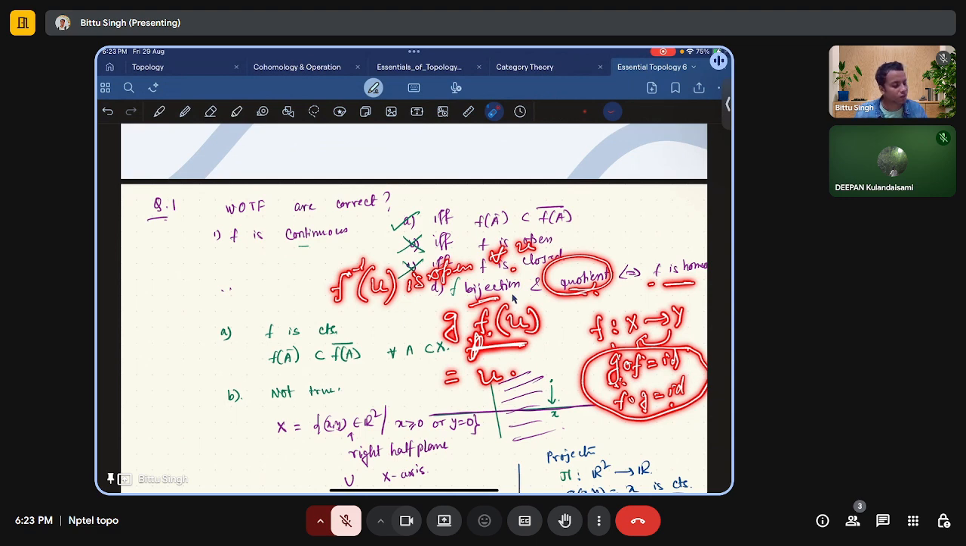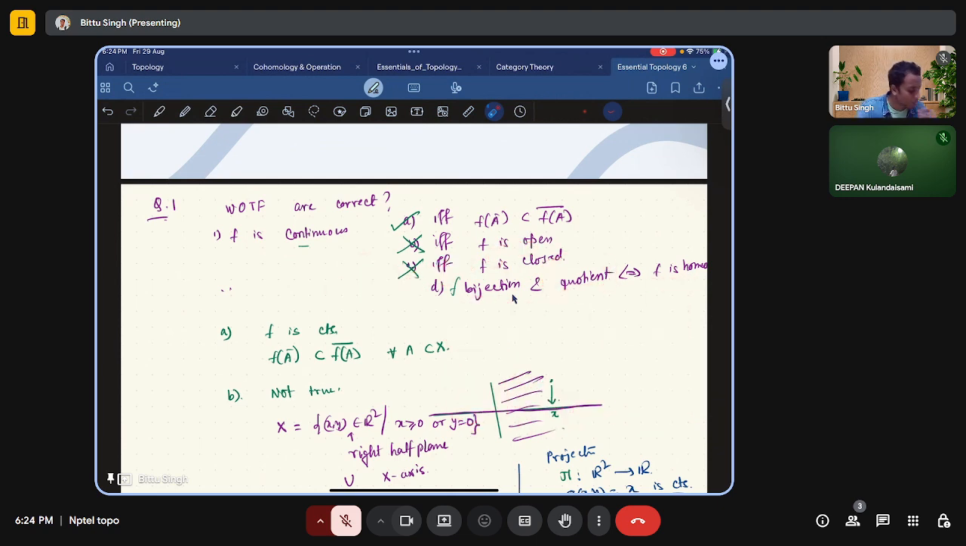So because g compose f is identity, therefore f(U) can be written as g inverse U, but g is continuous, right? So the inverse image of an open set under a continuous map is open. Therefore, g inverse U is open. Hence, f is open. Okay, f(U) is open. So we observe that homeomorphism implies open map, and an open map is always a quotient, right? Therefore, option D is correct.